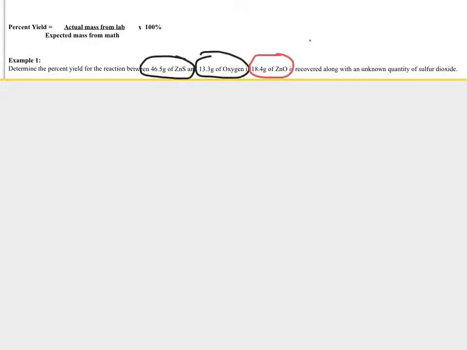So first of all, that's saying that 18.4 grams of zinc oxide is the actual mass from the lab. All right? So let's make sure that we note that. That's the actual mass that eventually we will use to plug in to our equation for percent yield. But before we can do that, we've got to figure out the expected mass from math, which means we're going to have to do some limiting reactant style problem.